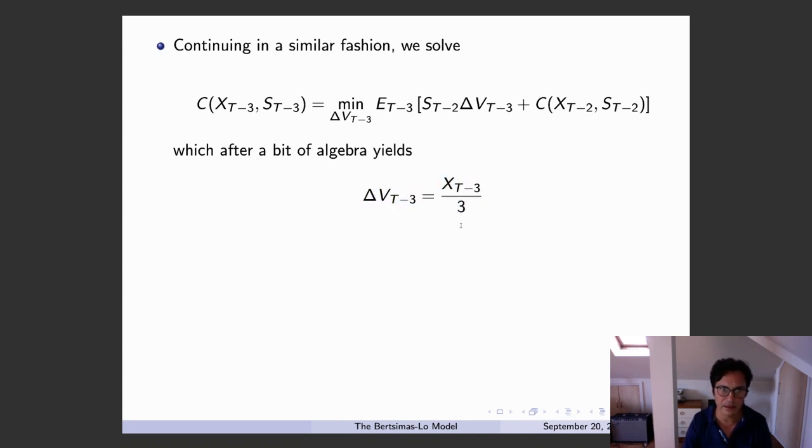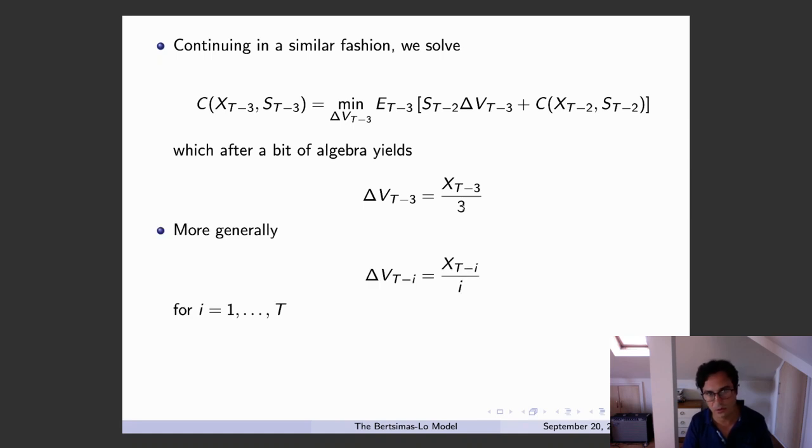So it turns out that at time t minus 3, the optimal thing to do is look up how much you had left to execute, divide it by 3, and go backwards. So if you do it for all time steps, if you are i steps before the end, all you do is, again, divide whatever is left to do by the number of times that you need to go. This is valid for all i from 1 to t, and in fact it's valid also from time 0.